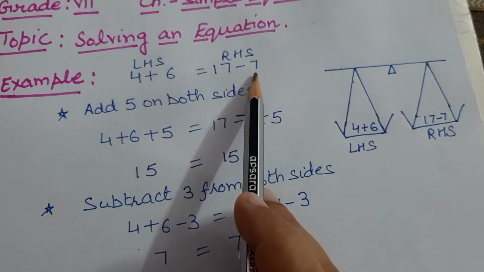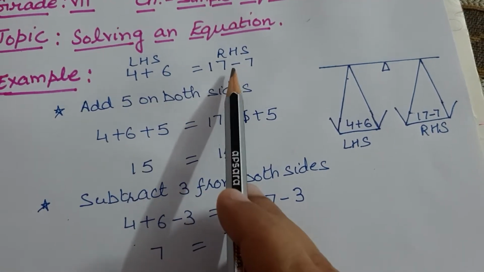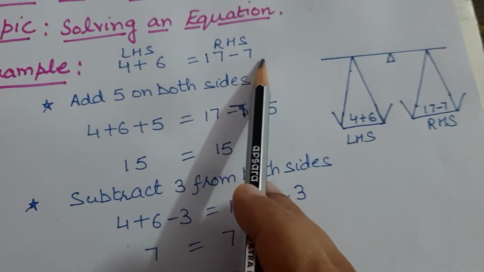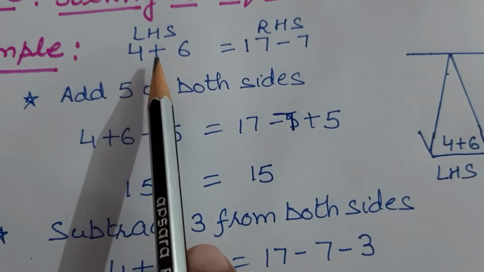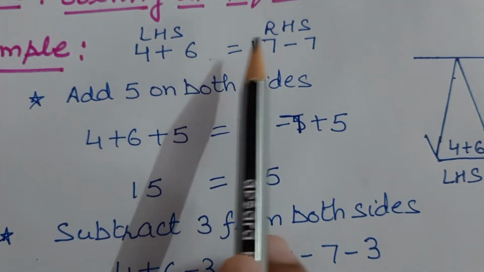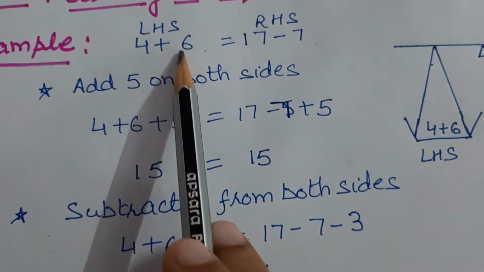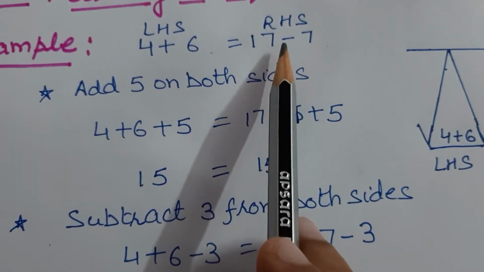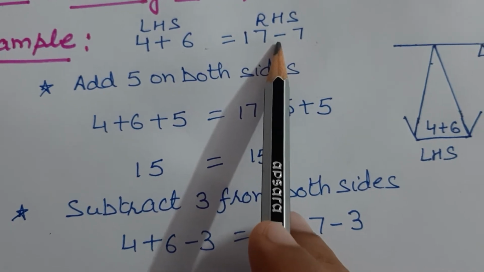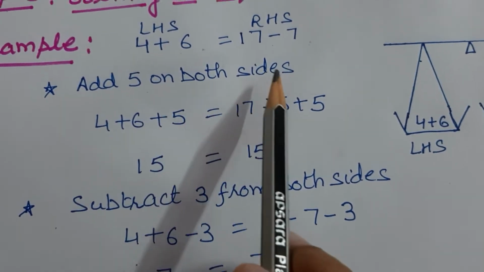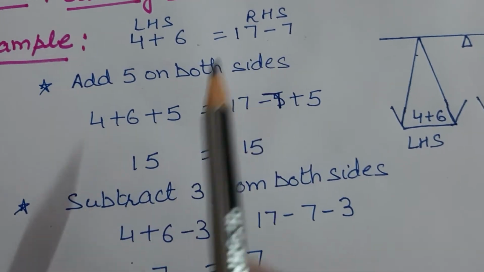Here are two expressions: 4 plus 6, and on the right hand side, 17 minus 7. Now if you see, 4 plus 6 is 10, and 17 minus 7 is also 10. It means the left hand side is equal to the right hand side. So if I add 5 on both sides, what will happen?